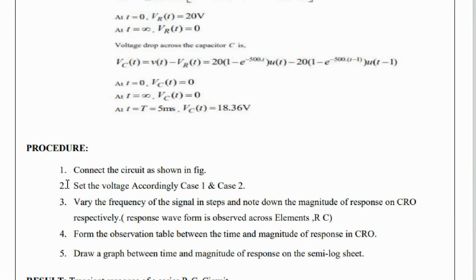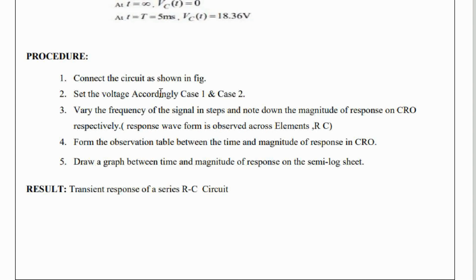To do this experiment, we need to follow some procedure practically. Connect the circuit as shown in the figure and set the voltages accordingly in case 1 and case 2. Vary the frequency of the signal in steps and note down the magnitude of the response on the CRO. The response waveform is observed across elements R and C. From the observation table, draw the graph between time and magnitude of the response on a semi-log sheet. So let us continue with the lab experiment.